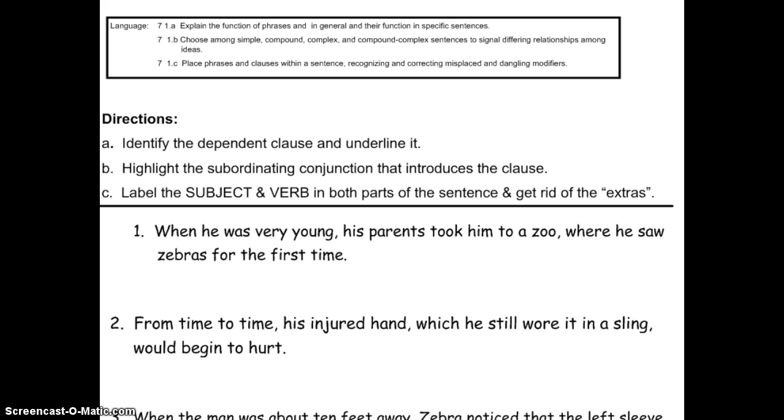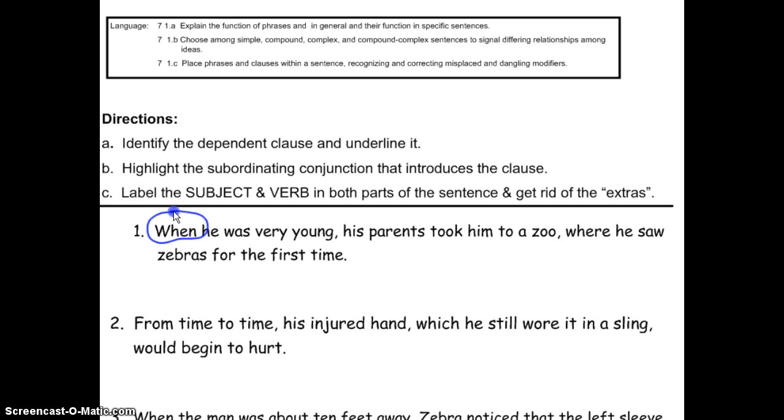So when we look up here, we've got our first sentence here. When he was very young, his parents took him to a zoo where he saw zebras for the first time. In that sentence, I'm going to tell you there are two dependent clauses, two of them. So look for a subordinating conjunction. Who can find one? Taylor? When. So we're going to circle our subordinating conjunction and then use that to help us find our dependent clause.